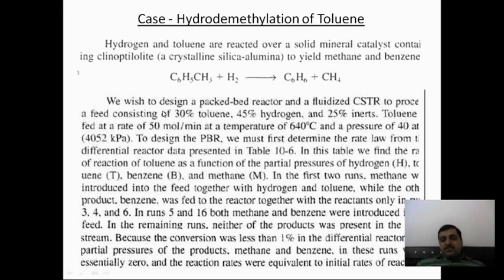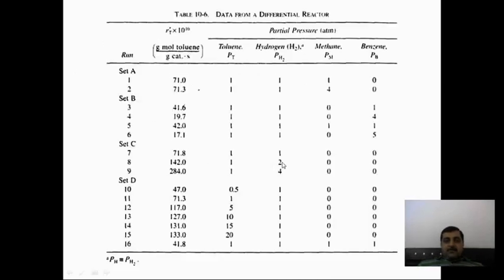Now this experiment has been done in multiple runs with multiple parameters being changed, and the bottom paragraph talks about the data which has been extracted. This is the data obtained from a differential reactor where 4 partial pressures are being changed: partial pressure for toluene, hydrogen, methane and benzene. And the corresponding change in the rate values is noted.